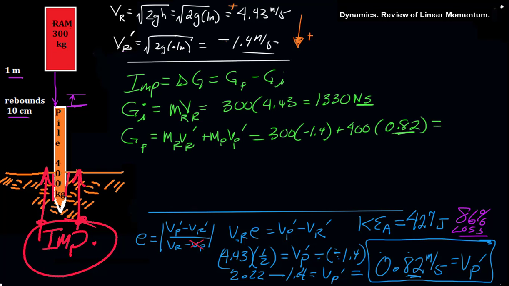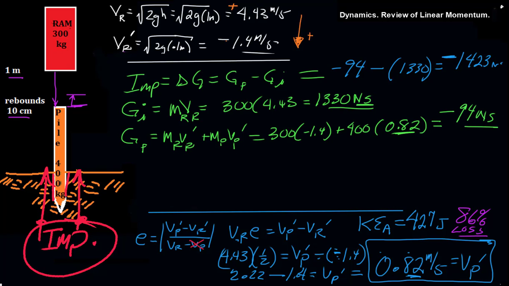which gives us negative 94 Newton seconds. And as such, we can now calculate this as G final, negative 94, minus G initial, 1330. So we get a grand total of negative 1423 Newton seconds of impulse from the ground. So that gives us an idea of how much friction and resistance we were seeing as this thing was driven into the ground.